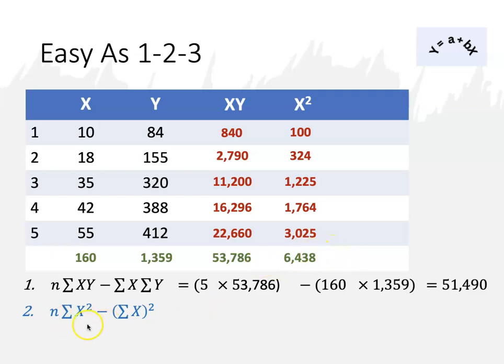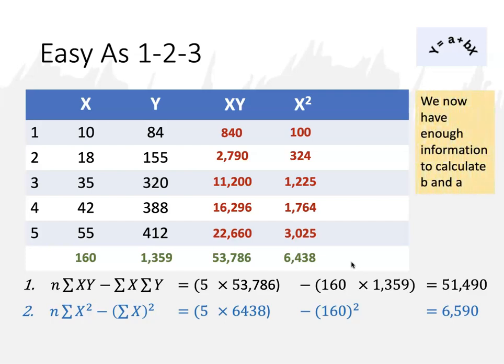So we can now complete equation 2. It's going to be n, which is 5, times the total for x squared, 6,438, minus the sum of x, which is 160, all squared. Punch that in the calculator, we get equation 2 is 6,590. So we can now move forward, because for the slope of the equation, all we need is equation 1 and equation 2.